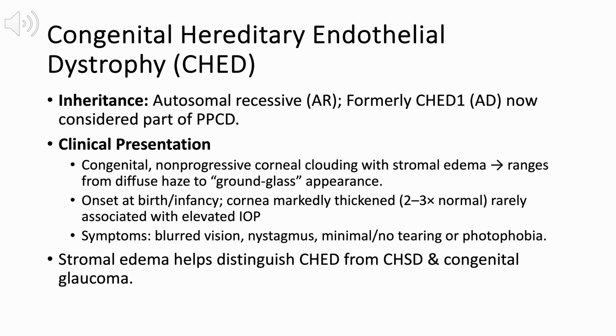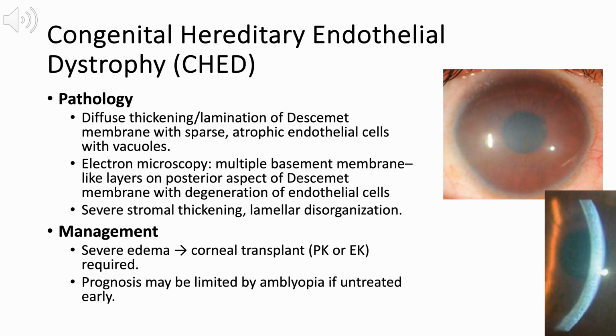Symptoms include blurred vision and nystagmus. Unlike other congenital corneal disorders, like congenital glaucoma, CHED does not typically cause significant tearing or photophobia. One important clinical pearl: stromal edema helps distinguish CHED from congenital hereditary stromal dystrophy as well as from congenital glaucoma. So when you see a thickened, edematous cornea with early onset haze and vision loss, CHED should be high on your differential.